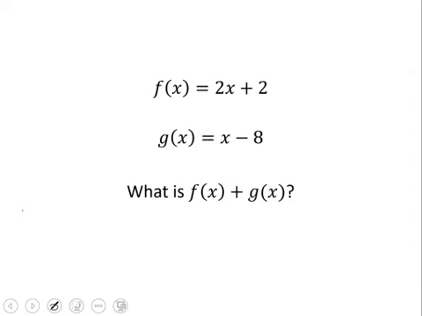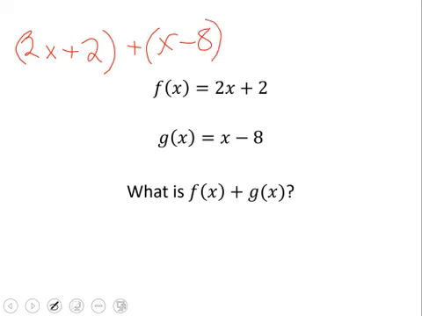So when we add f of x and g of x, basically all we're doing is we're taking our f of x, whatever it might be, and we're adding it to our g of x, x minus 8. And we're combining them. So now we combine like terms, combine the x's, and then combine the constants, and we end up with 3x minus 6. And that would end up being our answer with this.